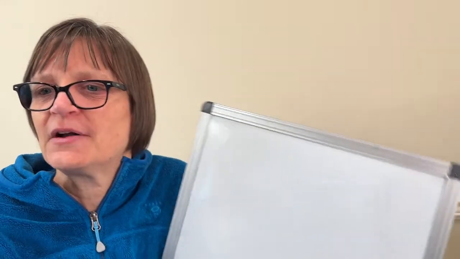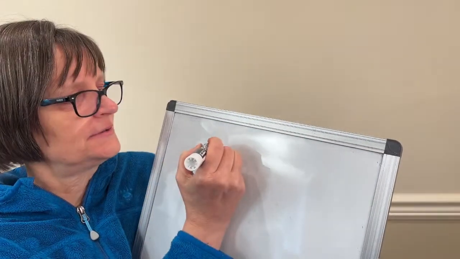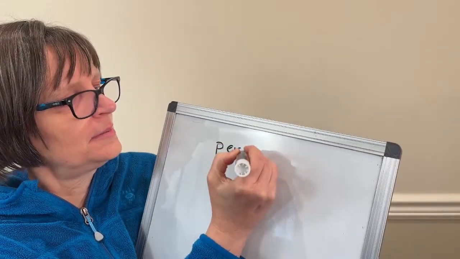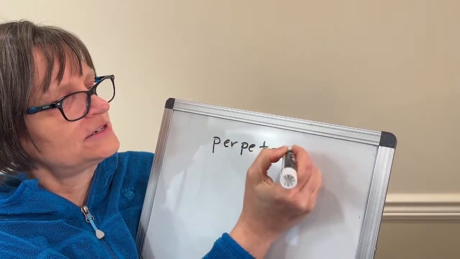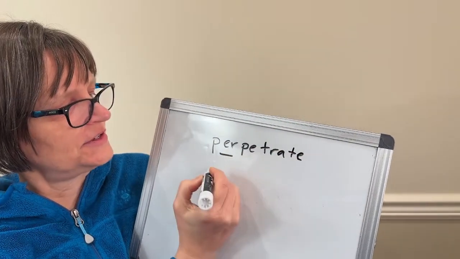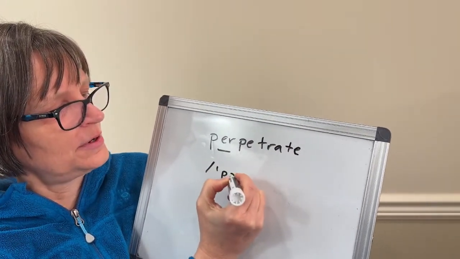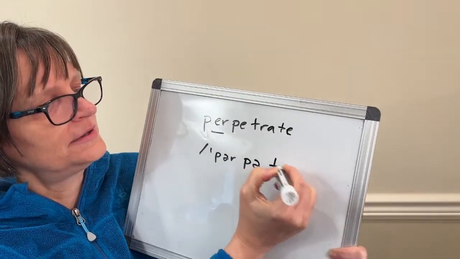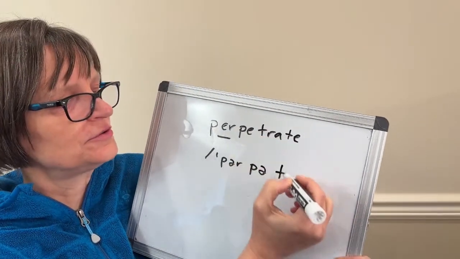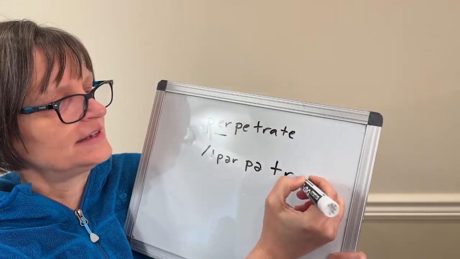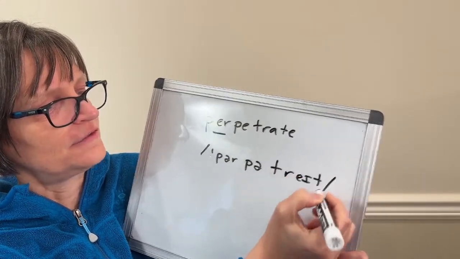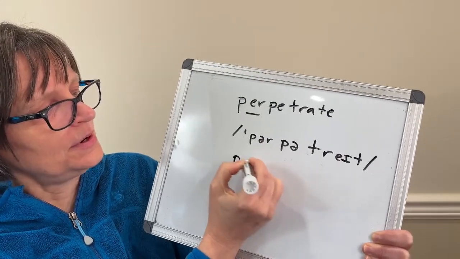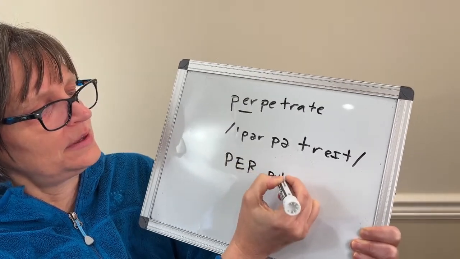Okay, we have a question about how to pronounce perpetrate. So perpetrate, first syllable stress, sounds like per. This letter E is going to be a schwa, pa. Trait, we're going to use a true T here because it's a TR blend. We have the A diphthong and then a final T. It sounds like perpetrate.